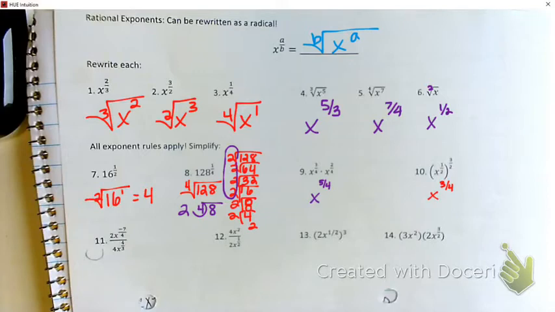Number 11. So we're dividing on number 11. So what does that mean that we're going to do with the exponents since we're dividing? Subtract. So here, we're going to have to subtract 7/4 minus 4/3. So negative 7/4 minus 4/3. Don't worry about the 2 and the 4 yet. Let's just subtract those exponents.